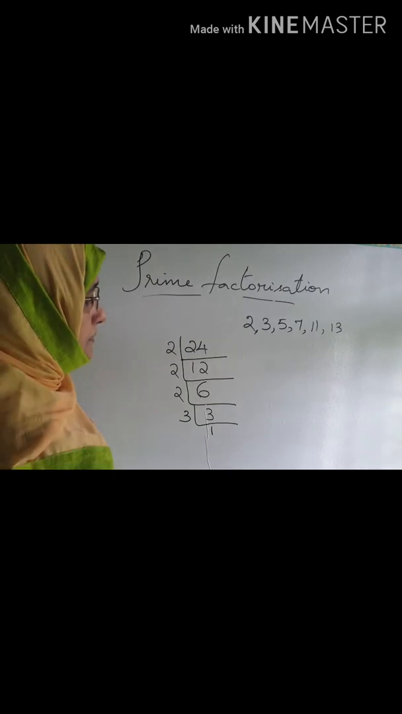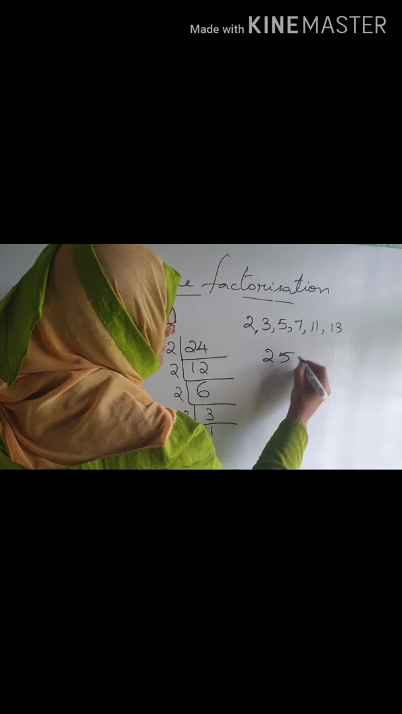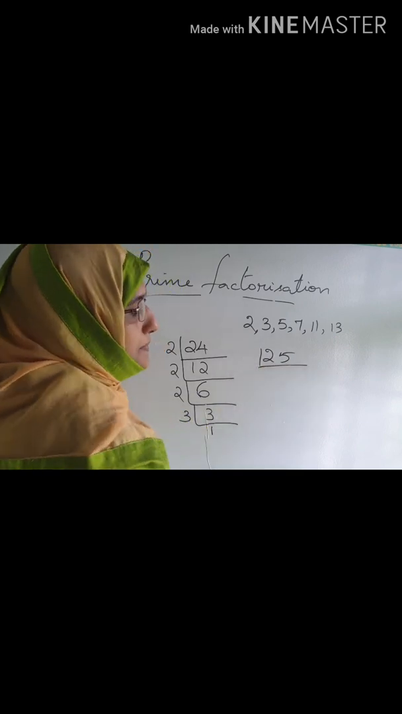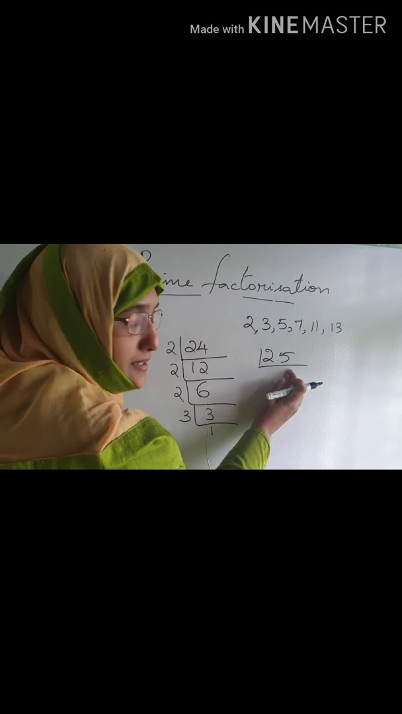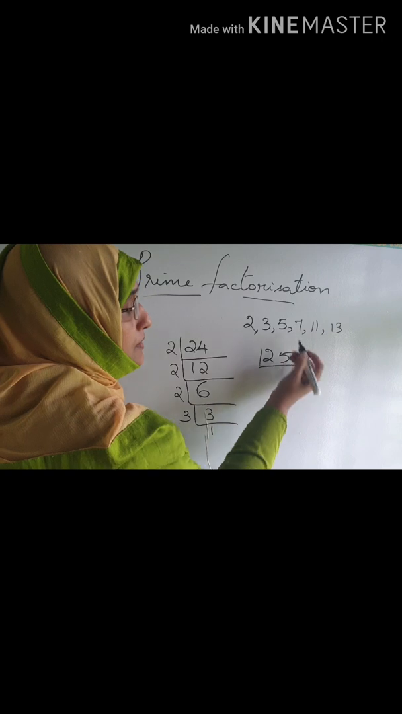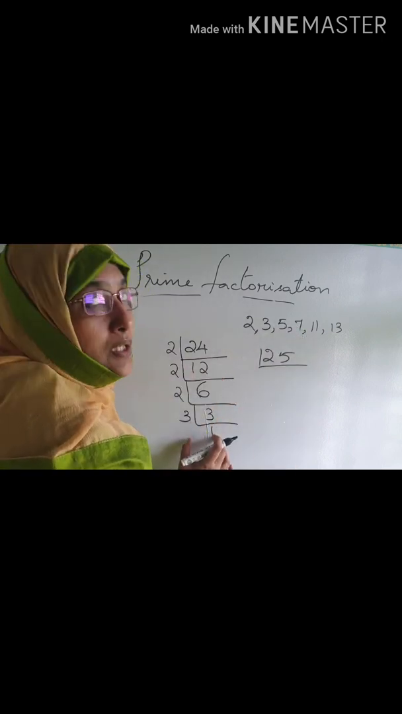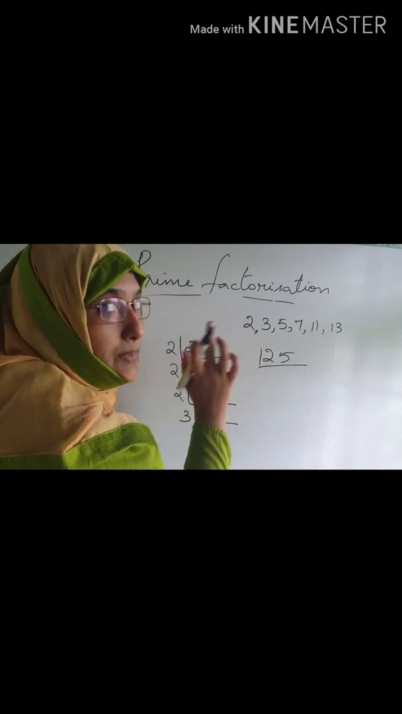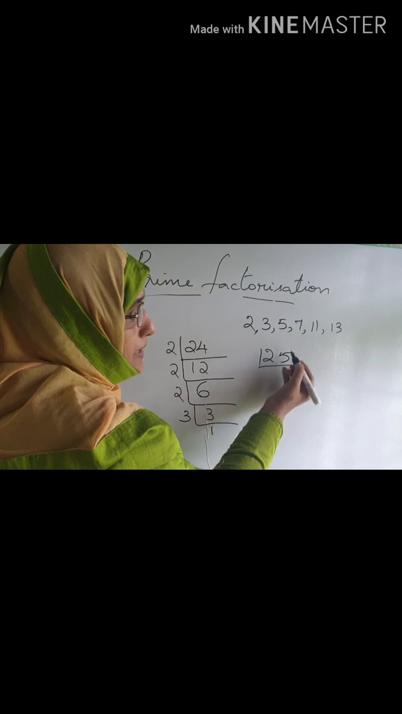Okay. Now another example. You take 25. Listen, when you are doing prime factorization, if the last digit is 5 or 0, you can always start from 5. And if it's an even number, you can use 2. Keep that in mind whenever you factorize. So here it is 25. So you can use 5.